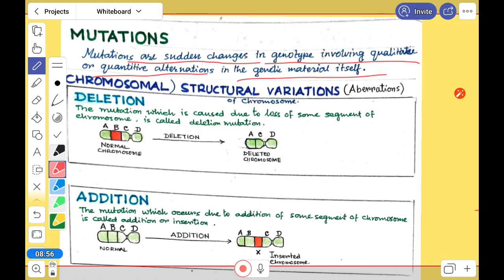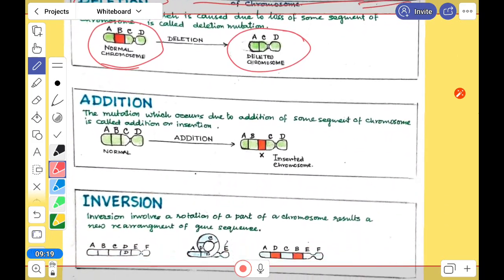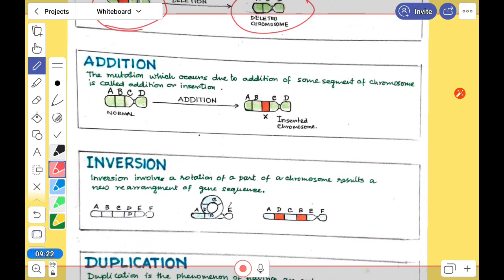The mutation here is the chromosome structural variation or aberration. First is deletion. See, if you look at this chromosome in a schematic way, if the B part is deleted, then it will be the deleted chromosome. So some genetic material is deleted, so mutation can occur. Here in addition, look at A, B, C, D, the 4 parts. A new extra part, X, is inserted. So it is the addition. Here also changes will occur.